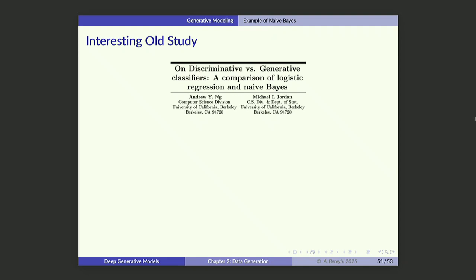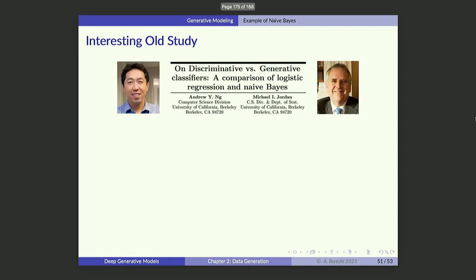Okay? So now, as I told you, even though the name is naive, it's not that naive. At some point people were using it, and there is one famous paper which is worth mentioning. This is the paper published in 2001 in NeurIPS. Do you know the authors? Yeah, they are quite famous now, right? At that point of time, the first author was a PhD student.